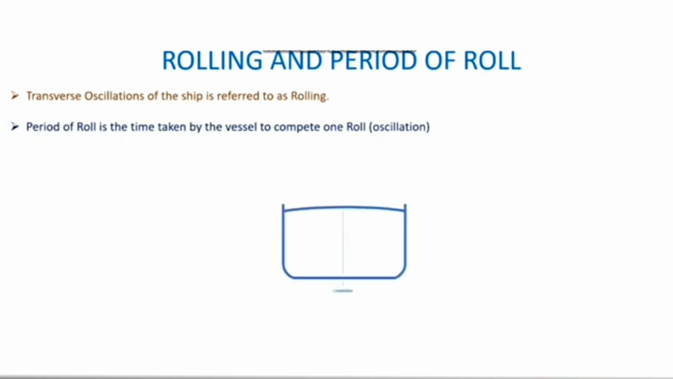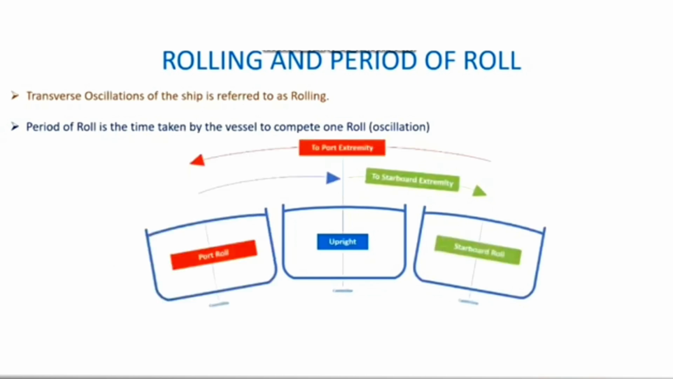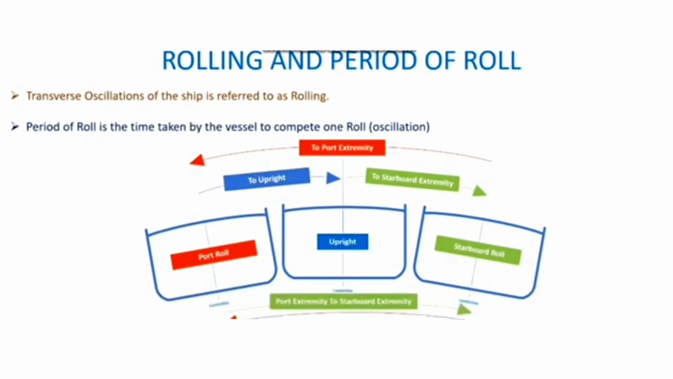If the ship starts from upright condition, then she goes to extreme on one side, and she goes to the other extremity, and she comes back to upright. And this is what completes one roll. Correct, guys? Yes or no? Or she goes from one extremity to the other, from port to starboard, and then starboard to port. That is also one roll.